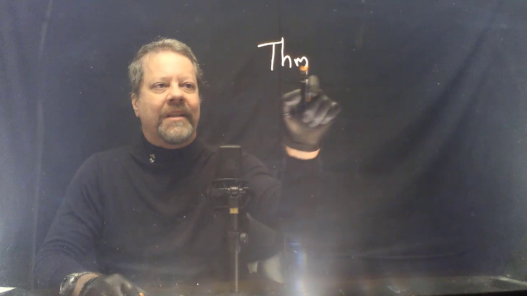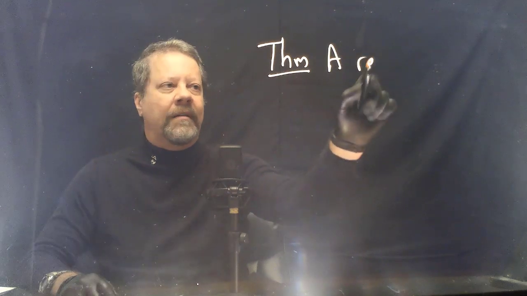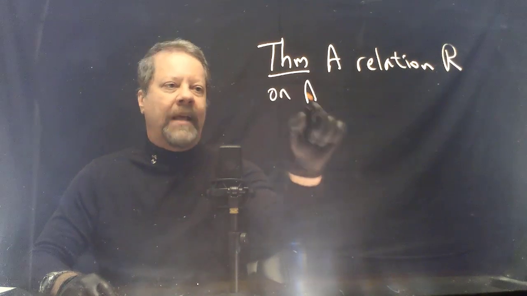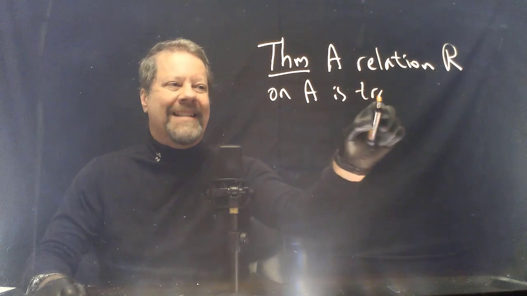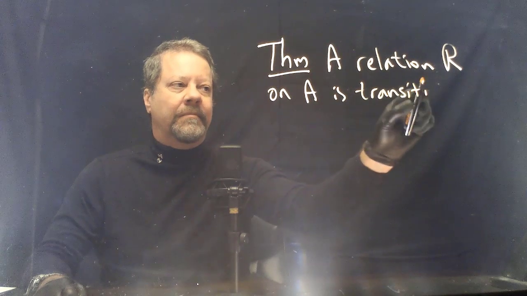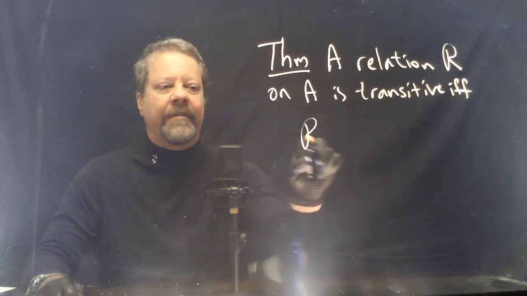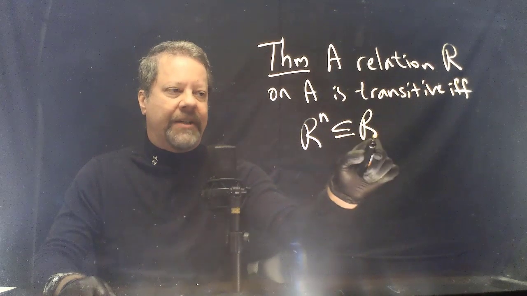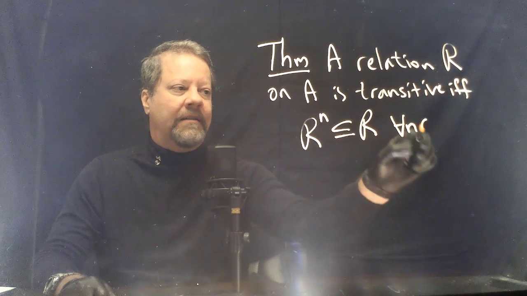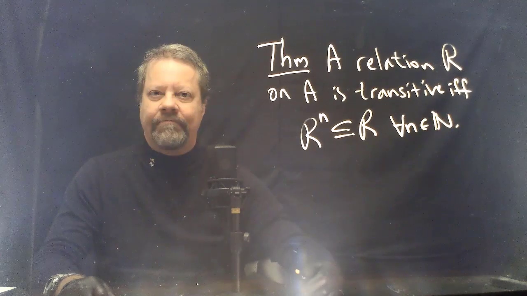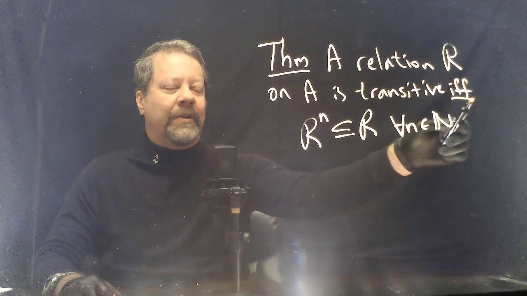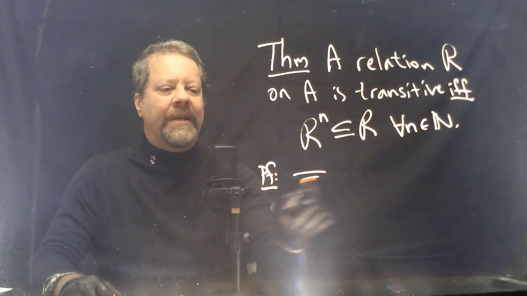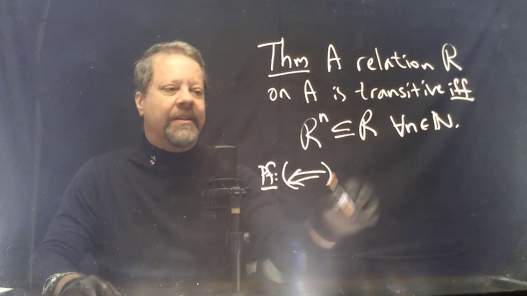We have this interesting theorem. A relation R on A is transitive if and only if the nth composition of the relation is a subset of that relation, for all n in the set of natural numbers. This is an if and only if theorem, so in the proof we have to prove both implications. We're going to begin with the consideration of the implication this way.